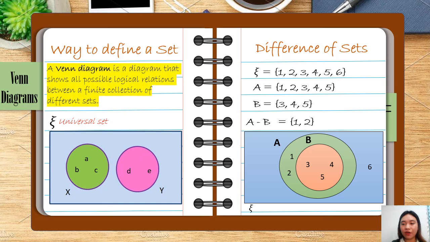And we also have a subset. B is a subset of A since all the elements in set B are in set A. But B is not equal to A because B only has 3 elements, which are 3, 4, and 5, and set A has 1, 2, 3, 4, and 5.